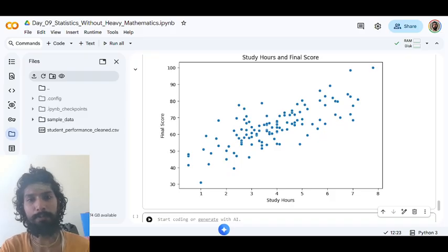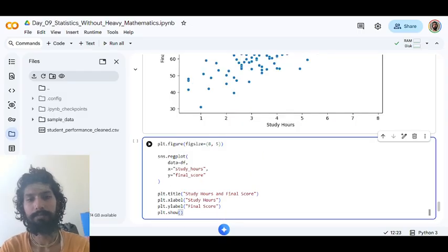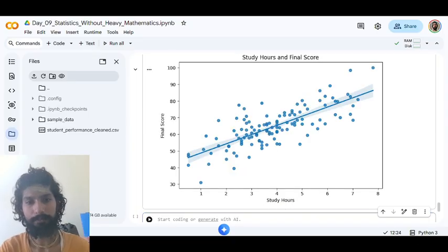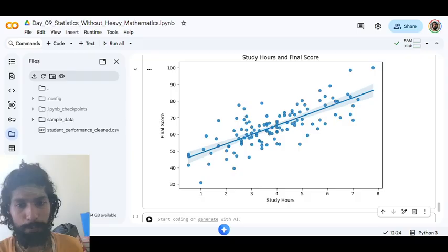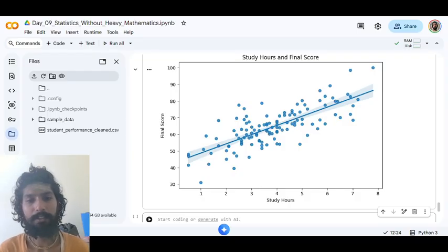We can add a trend line using Seaborn's regplot. This line shows the overall linear trend. If it slopes upward, the relationship is positive. If it slopes downward, the relationship is negative. If it is almost flat, the linear relationship may be weak. However, the trend line is a summary. It does not pass through every point, and it does not perfectly predict every student's score. This is one of the most important lessons of day 9. Correlation does not prove causation. So let me write this out.